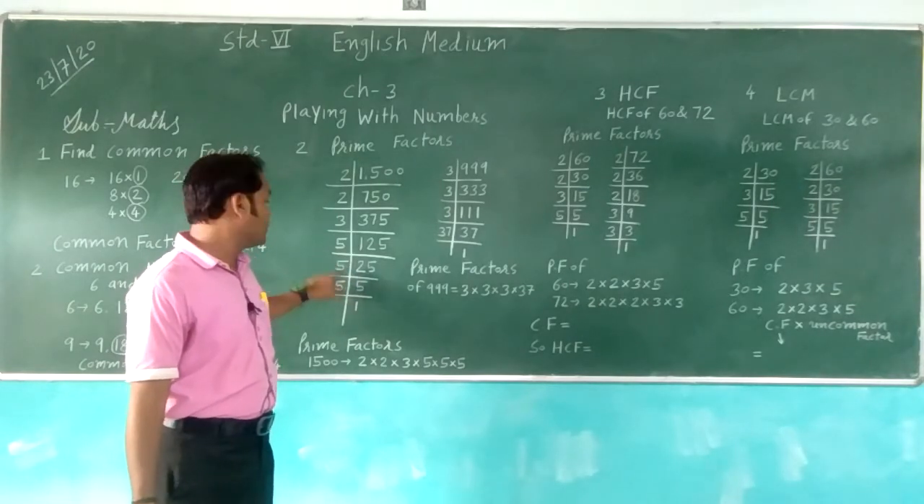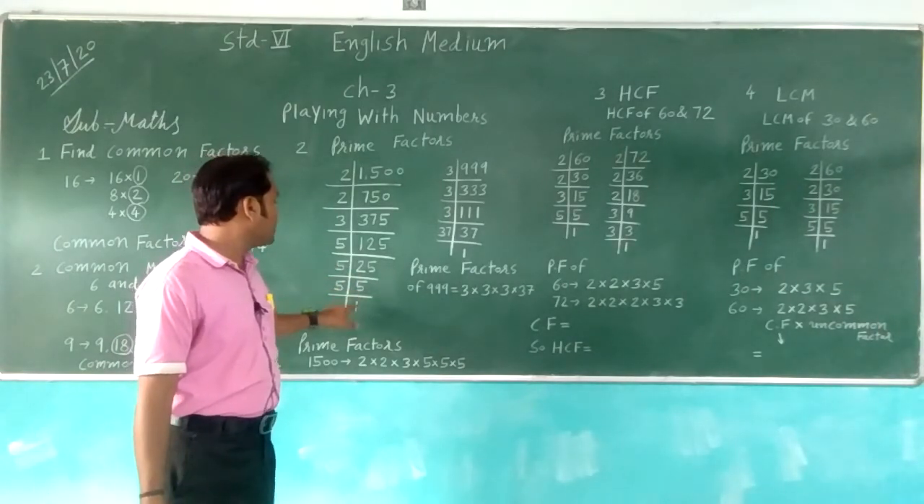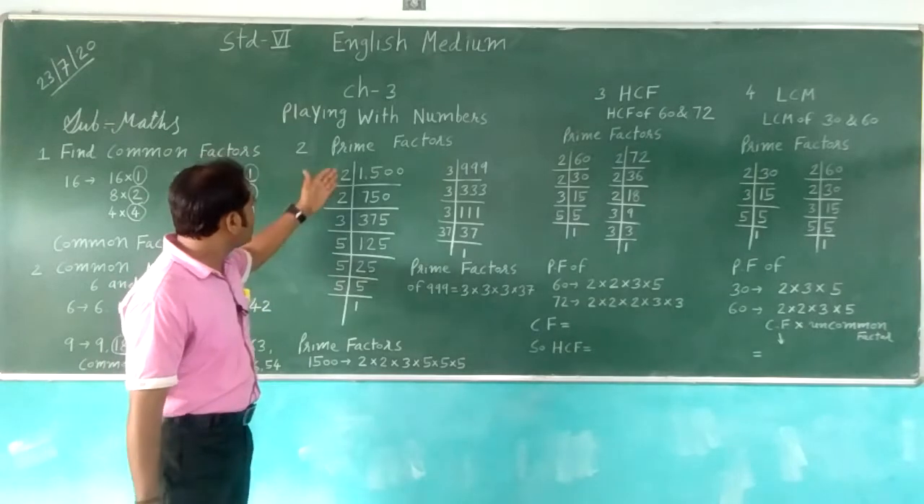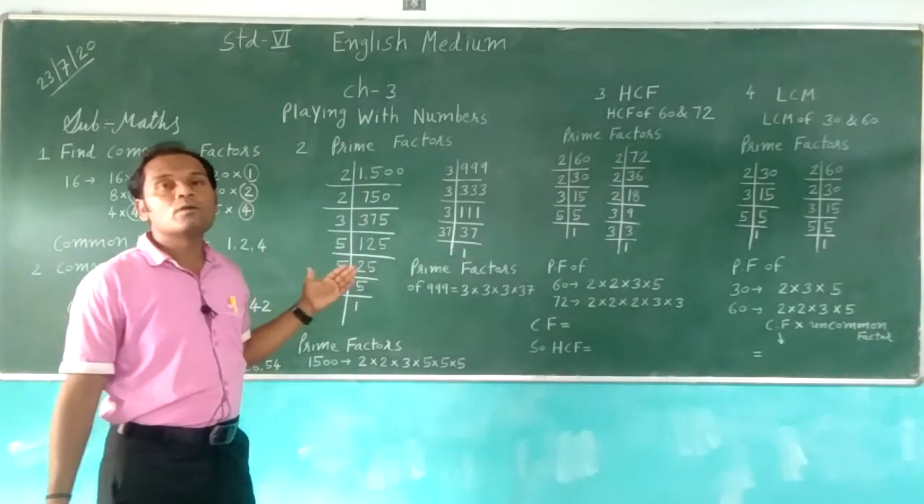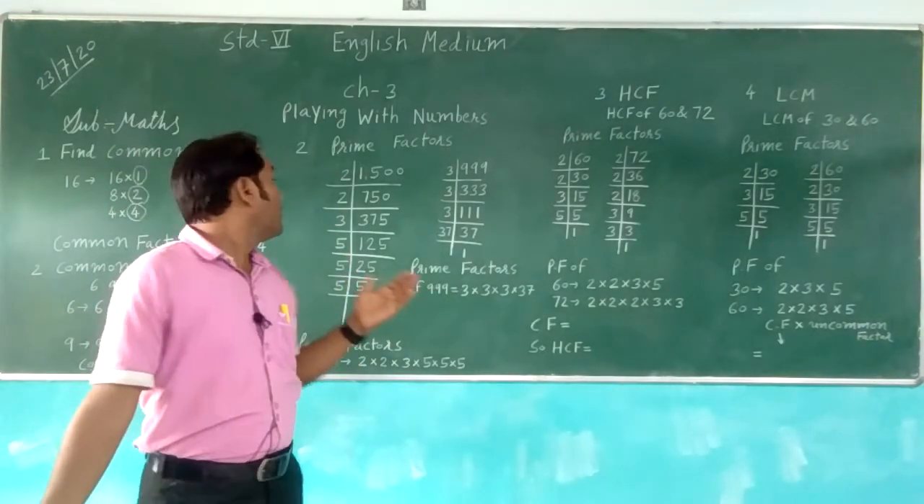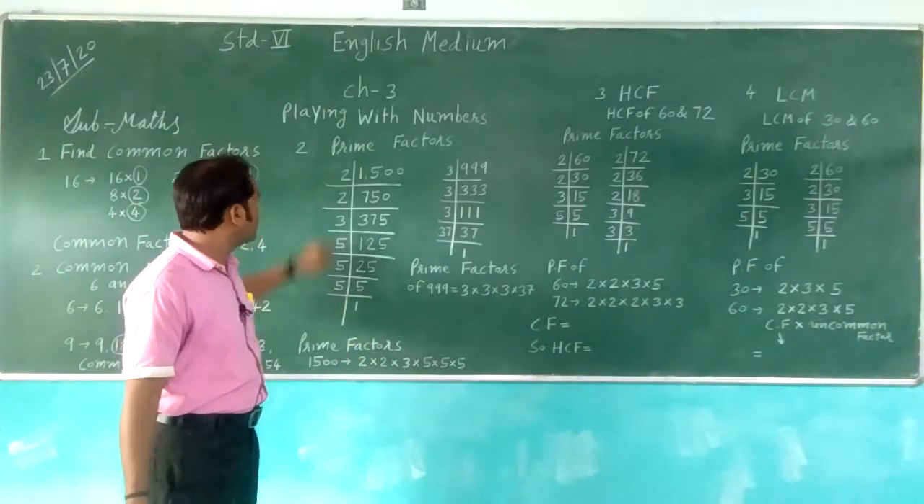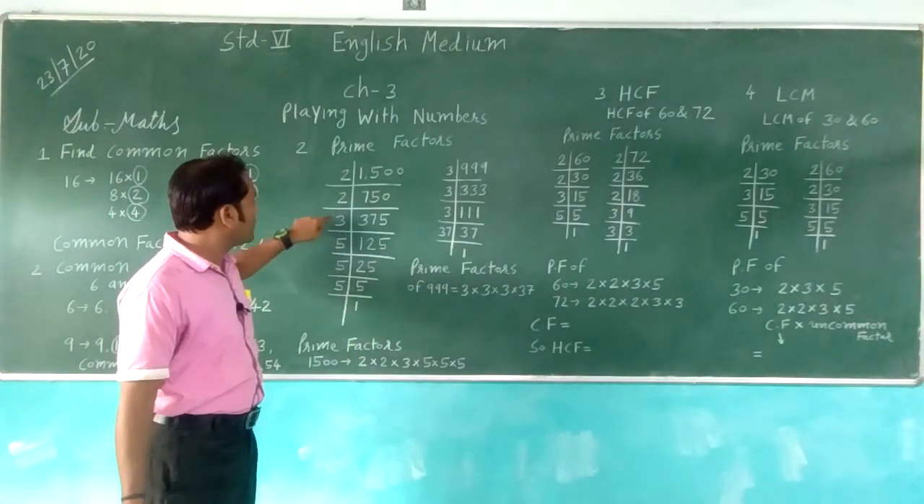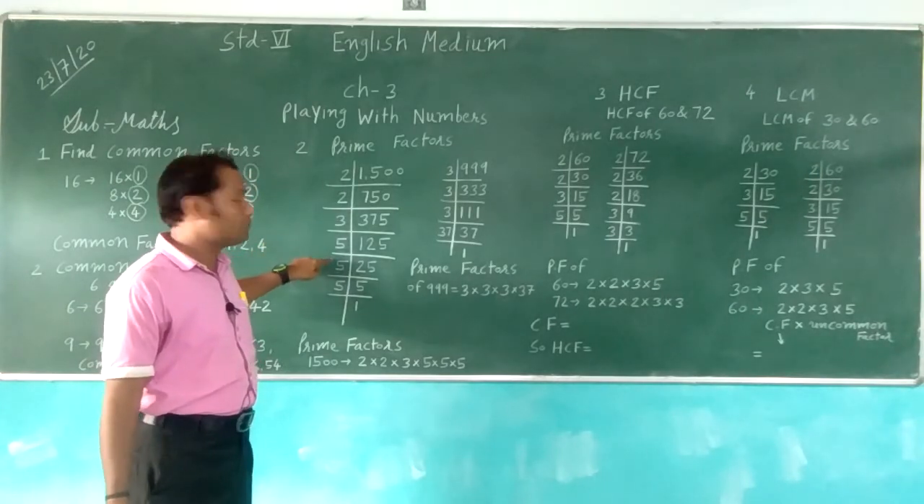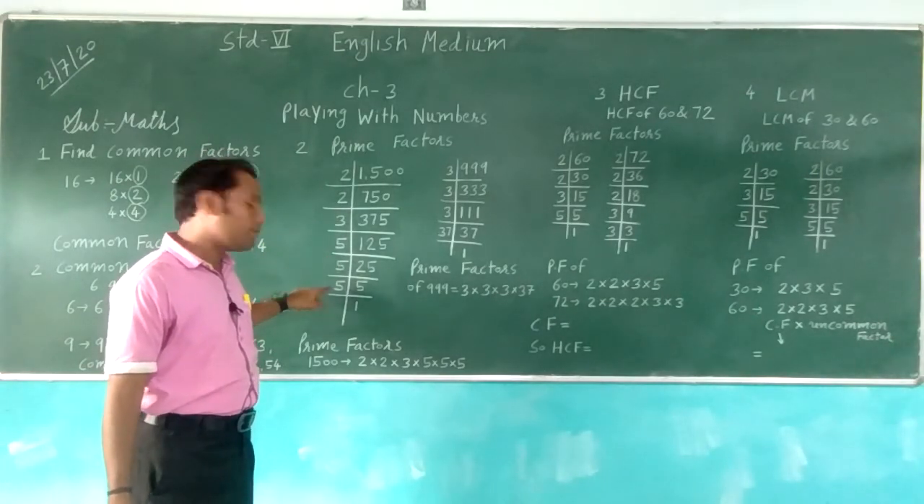25 divided by 5, then 5, and 5 divided by 5, then 1. So these all are there. These are called prime factors of 1500. See, the prime factors are written here: 2 multiply 2 multiply 3 multiply 5 multiply 5 multiply 5.